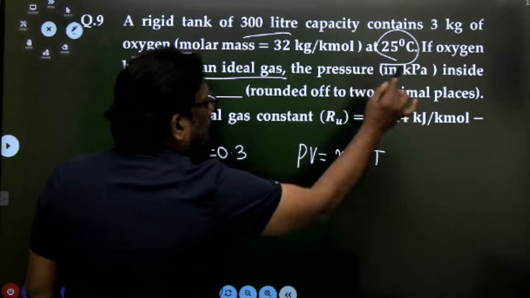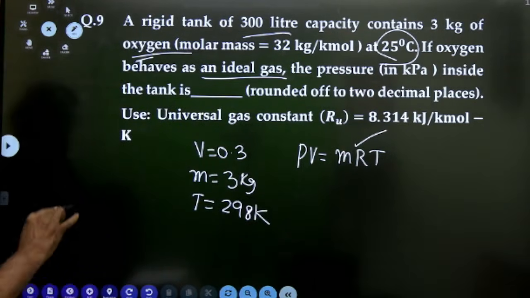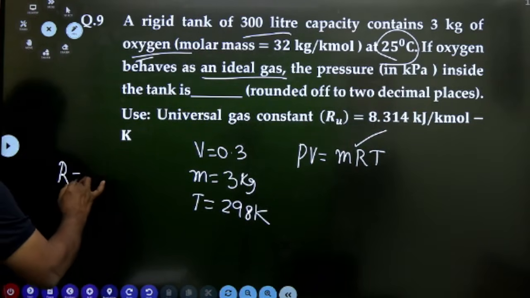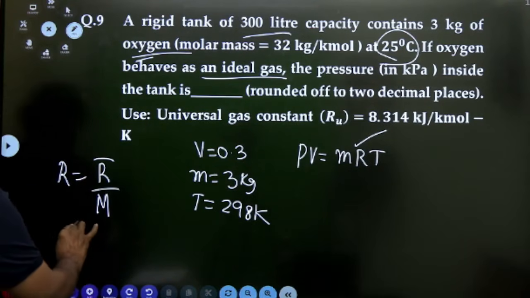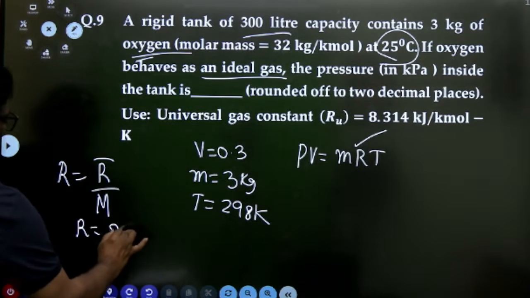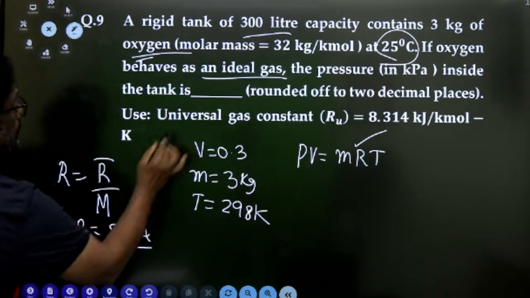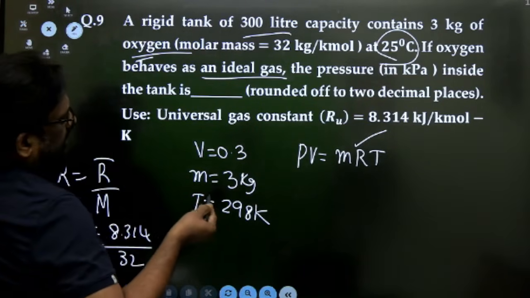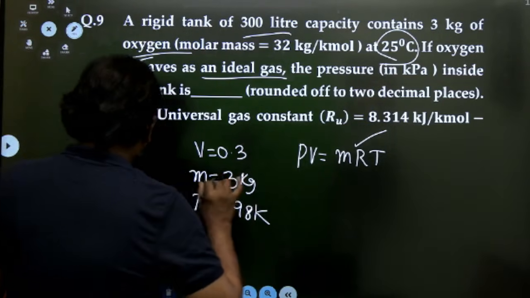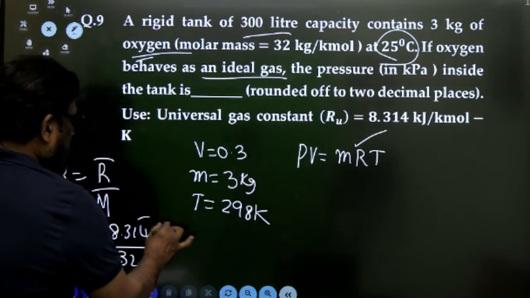But unfortunately, I don't know R. What is R? Characteristic gas constant. You know, the characteristic gas constant is equal to the universal gas constant divided by molar mass. So therefore, R is equal to 8.314 over the molecular mass 32, so many kilojoule per kg per Kelvin. So look once, R bar value is 8.314.